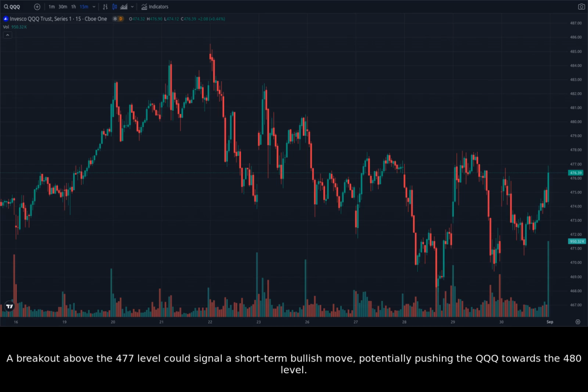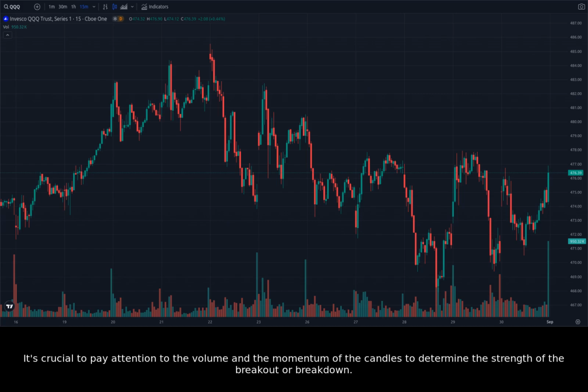A breakout above the 477 level could signal a short-term bullish move, potentially pushing the QQQ towards the 480 level. However, a break below the 476 level could trigger a short-term bearish move, potentially dragging the QQQ down to the 475 level. It's crucial to pay attention to the volume and the momentum of the candles to determine the strength of the breakout or breakdown.